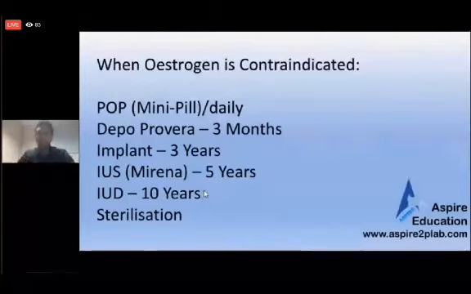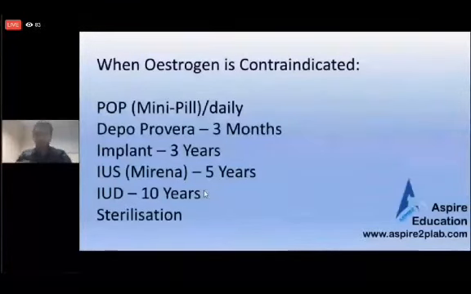So you have to give these options depending upon what they ask for. If they want something in tablet form, you obviously give the mini pill. And if they say, no, doctor, I don't have to worry about 10 years, you can advise IUD. And if they say, doctor, I have finished my family, I don't care about anything now, I want permanent sterilization, then offer sterilization. So depending upon the patient's preferences, you offer.